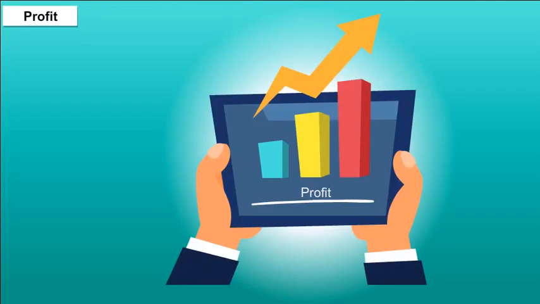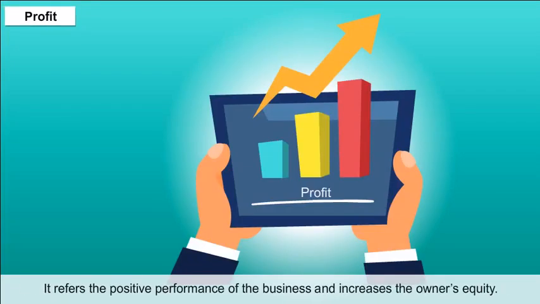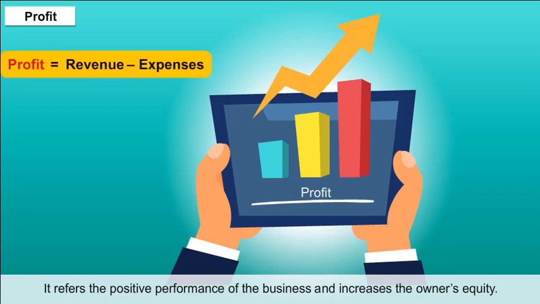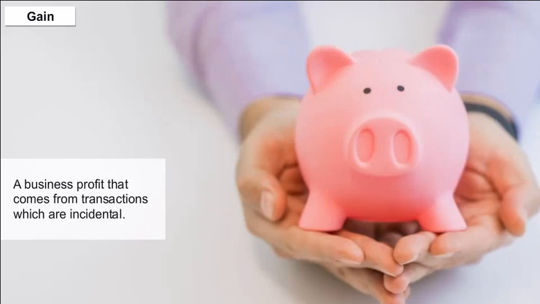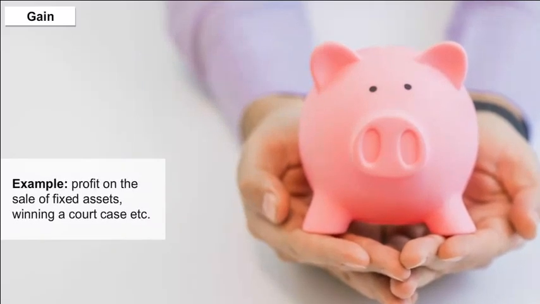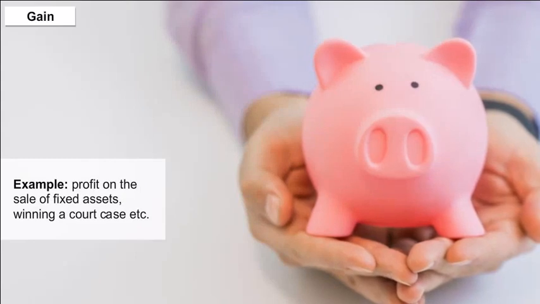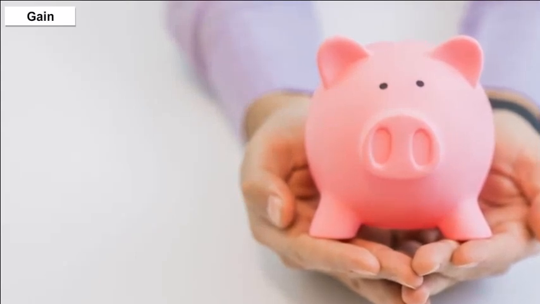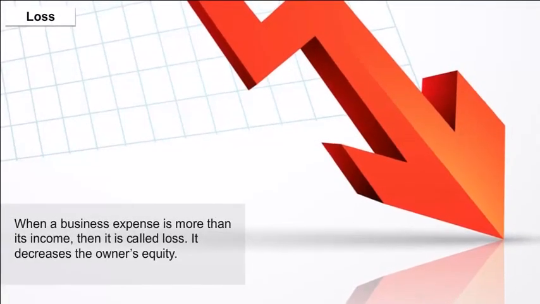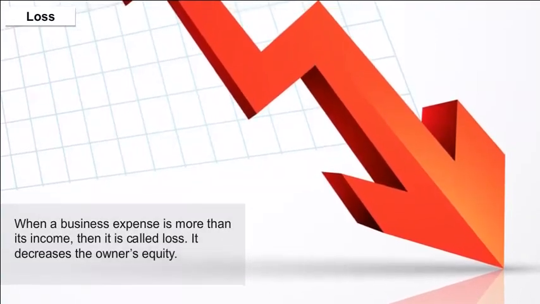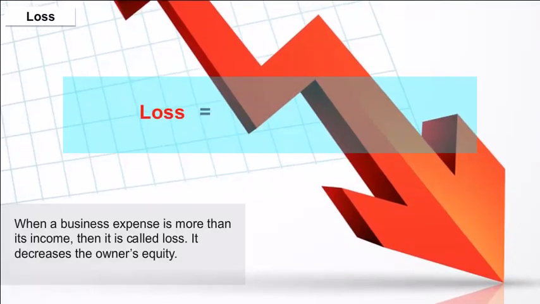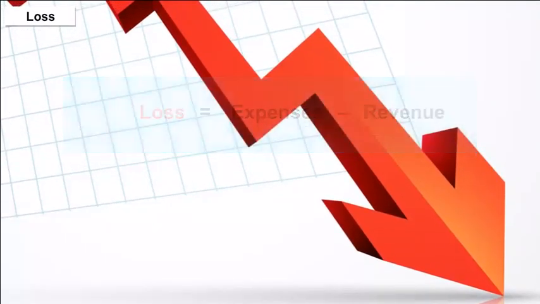Profit. It refers to the positive performance of the business and increases the owner's equity. Profit is equal to revenue minus expenses. Gain. A business profit that comes from transactions which are incidental. Example, profit on the sale of fixed assets, winning a court case, etc. Loss. When a business expense is more than its income, then it is called loss. It decreases the owner's equity. Loss is equal to expenses minus revenue.